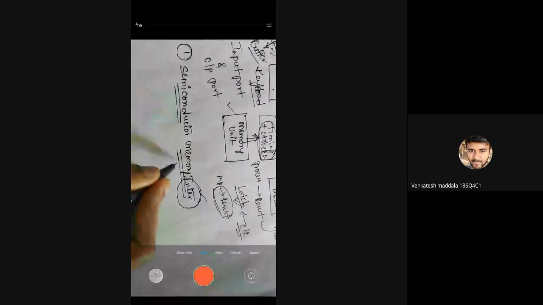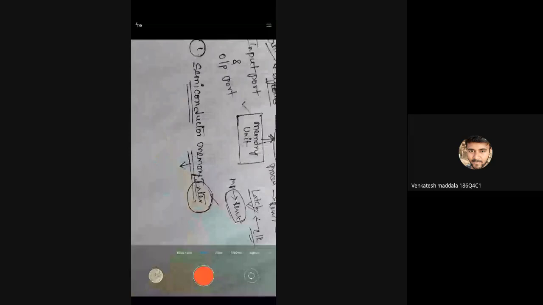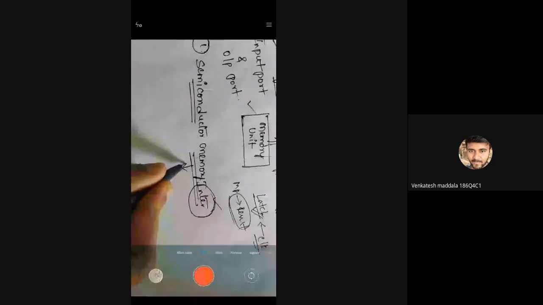Your first concept is semiconductor memory. What is meant by semiconductor memory? Let's talk about memory first. What is meant by memory?